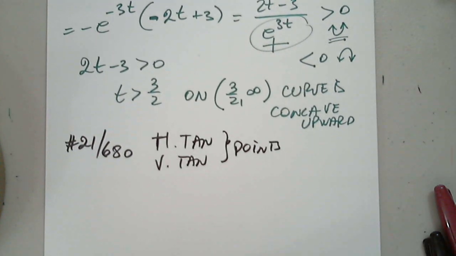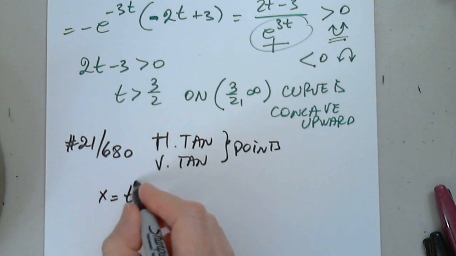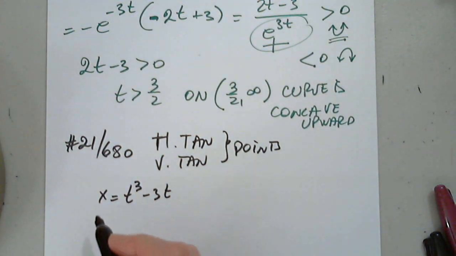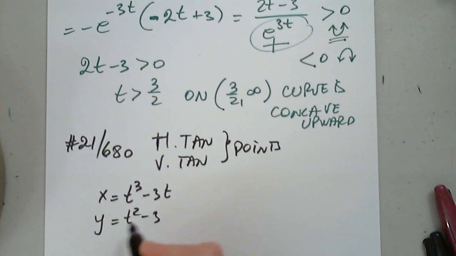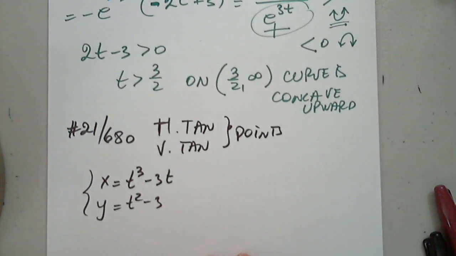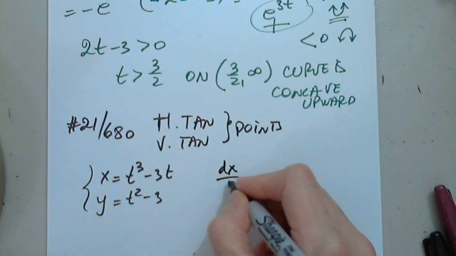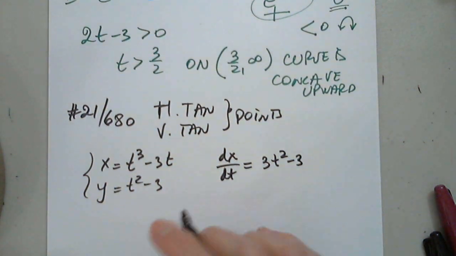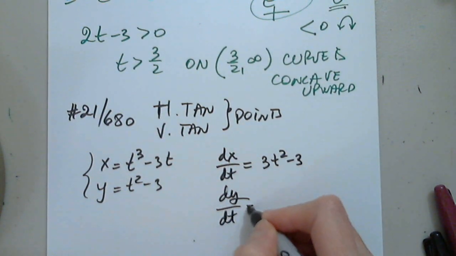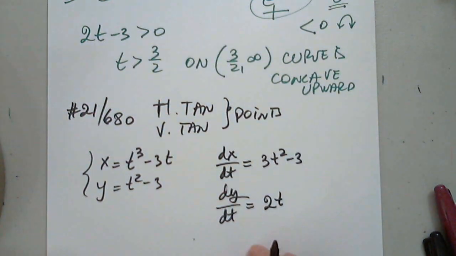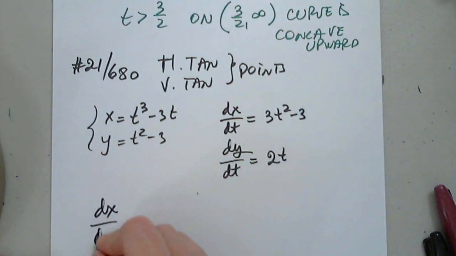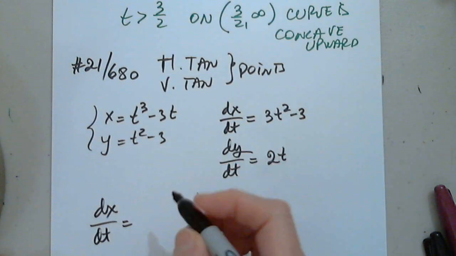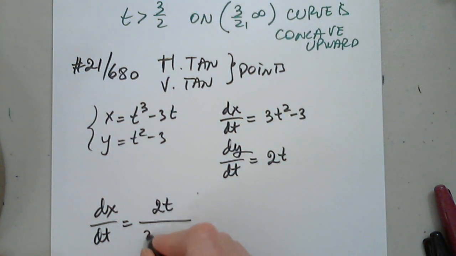Perfect. And we have x equals t to the third minus 3t. And we have y equals t squared minus 3. So first of all, we have to determine dy over dx. So first dx over dt, which is 3t squared minus 3. And then dy over dt, which is 2t. Now, of course, dy over dx is this over this, 2t over 3t squared minus 3.